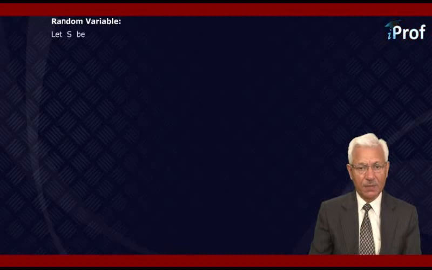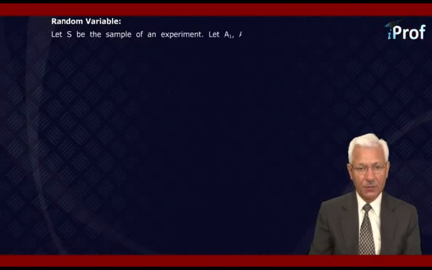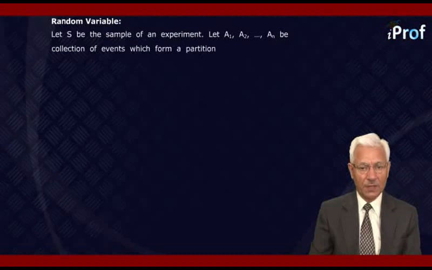To further understand probability theory, let us understand what we mean by random variable. Let S be the sample space of an experiment. Let A1, A2, ..., An be the collection of events which form a partition of S. That is, they are mutually exclusive and exhaustive.